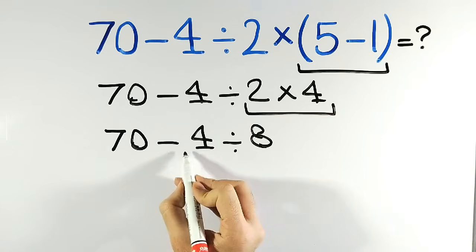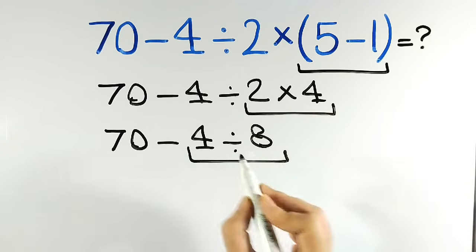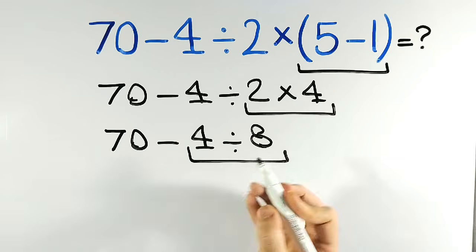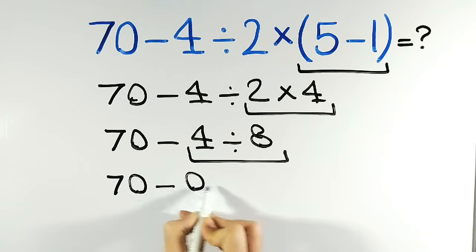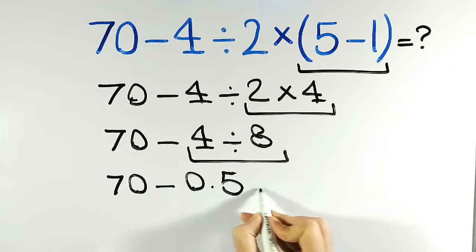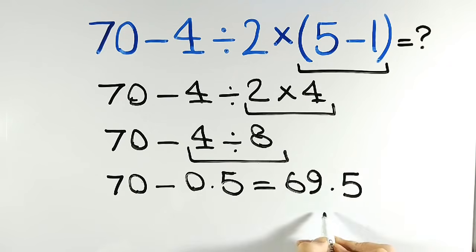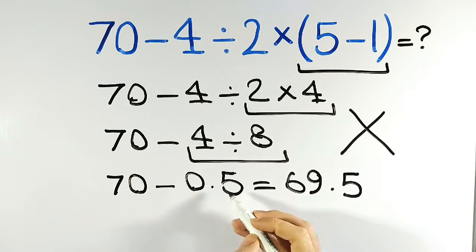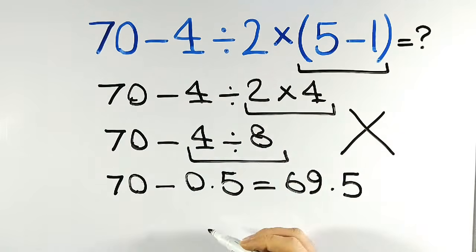And the final step, they go for the division between 4 and 8 because they believe division has priority over subtraction. So, they rewrite this expression as 70 minus 0.5, which finally gives them the answer 69.5. However, this answer is absolutely wrong. Alright, now let me show you how to solve this expression properly.